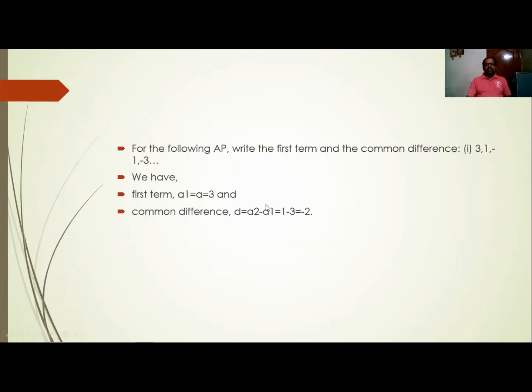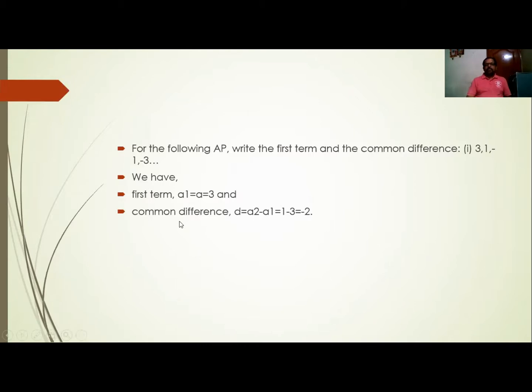The next one is, yes, the question is, for the following AP, write the first term and the common difference. Okay, so you are given an AP. AP is given by 3, 1, minus 1 and minus 3. So to get the first term and the common difference for this AP, first we denote these terms of AP by A1, A2, A3, A4. As the first four terms are known, we can denote them by A1, A2, A3 and A4. So the first term, as we know, is obviously the first term given in the AP. So we can write the first term of AP as A only.